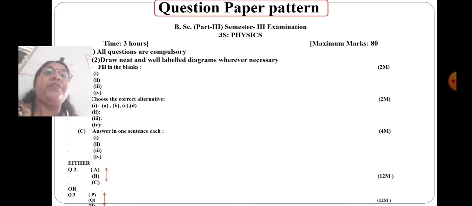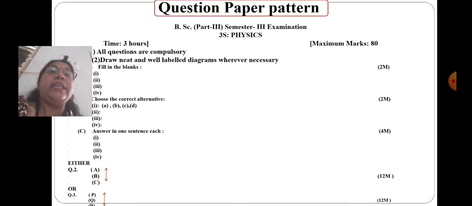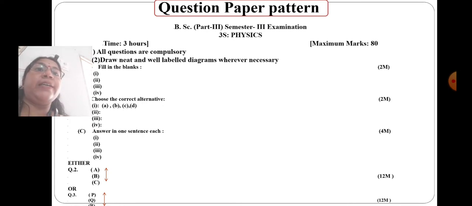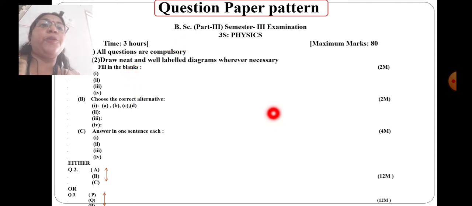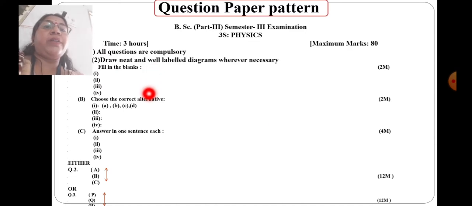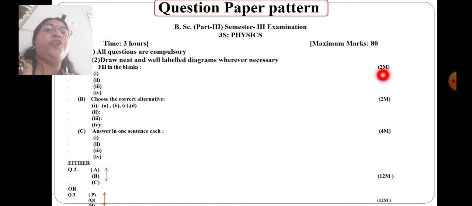Now see question 1. It is included in the syllabus but not described well, so here I describe question number 1. Question number 1A is related to fill in the blank, and it has 4 options, each question having half a mark. So the total marks for question 1A are 2.